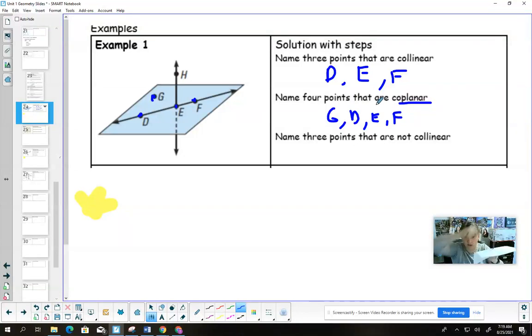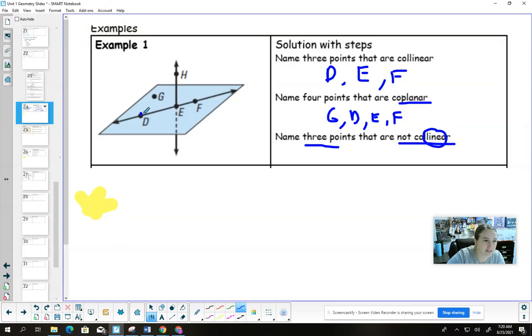H would be like the eraser up top here of my pencil going through my paper. So that eraser does not lie in the plane, right? So G, D, E, and F, not H. Now we want to name 3 points that are not collinear. So what this means is not all 3 lie on the same line. Now, you can have two that lie on the same line. We just need a third that doesn't. So pick any 3 points there, as long as not all of them lie on the same line.